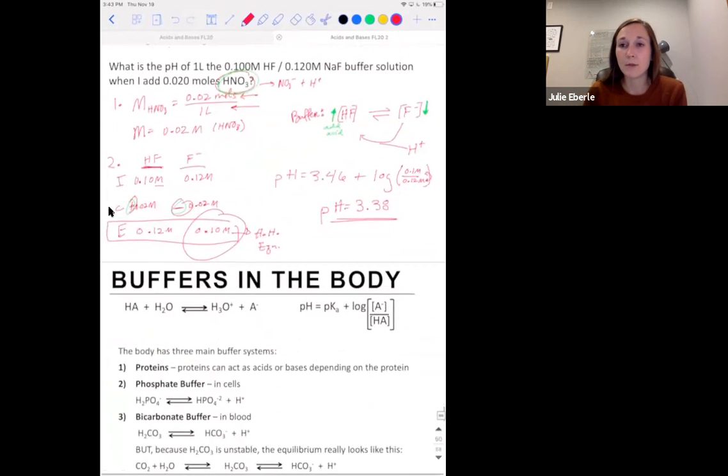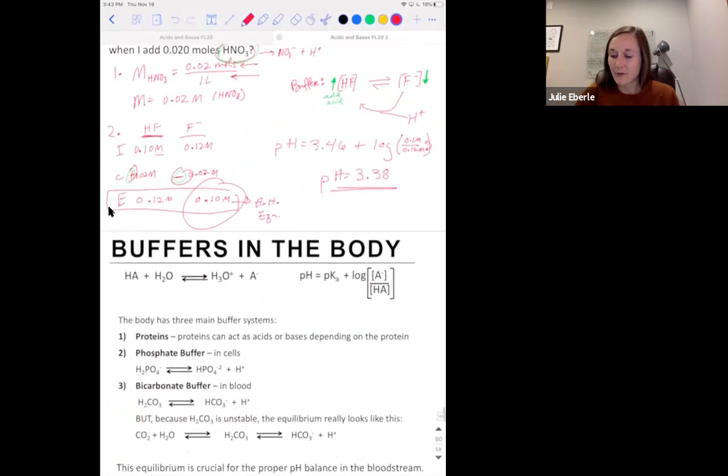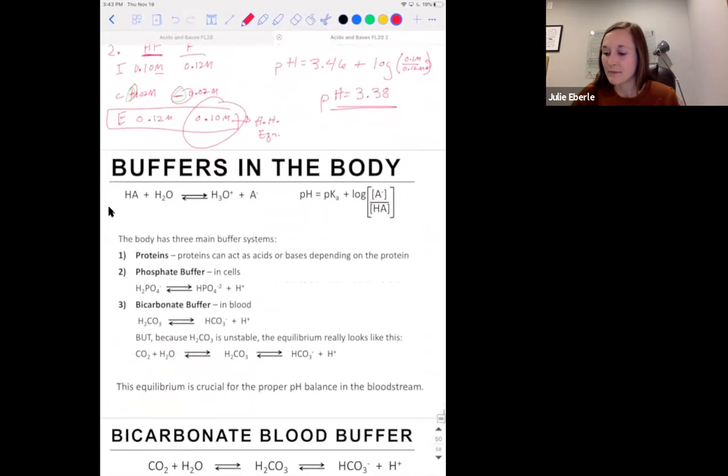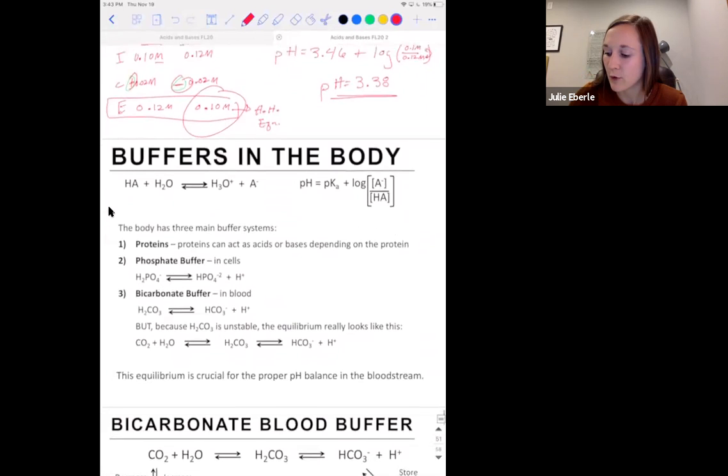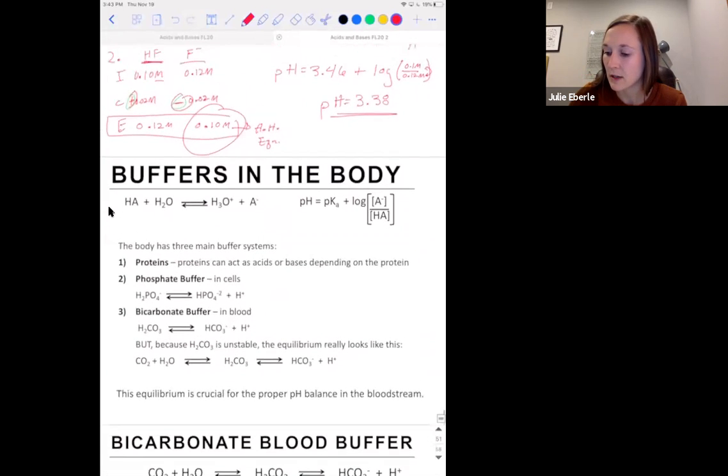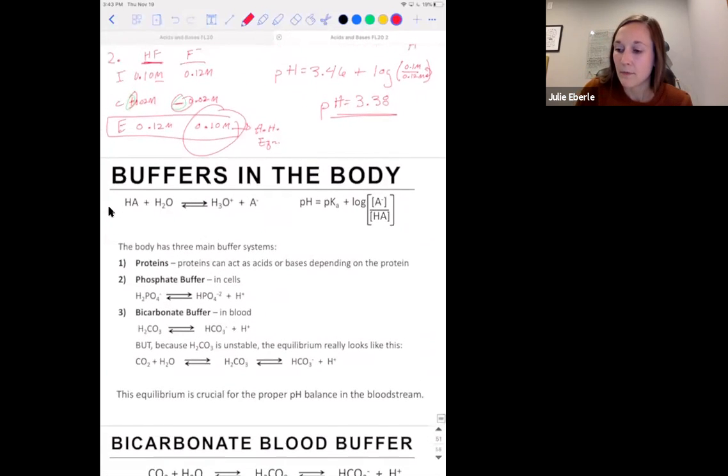All right, now with the last 12 minutes we've got to talk about buffers in the body. So we probably won't get to the slides at the very end of this on titrations. I think we got about 4 or 5 slides left, maybe 3. So that's the end of how to work a buffer problem. We will have one of those on the exam, okay? All right, let's talk about buffers in the body.